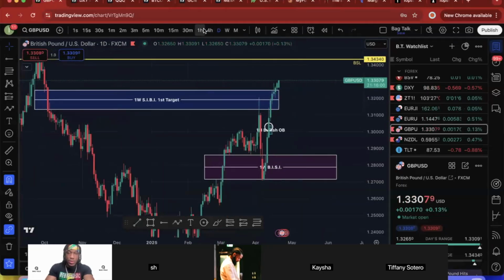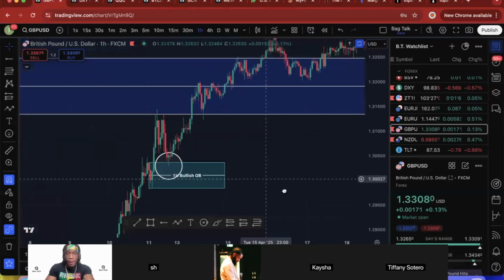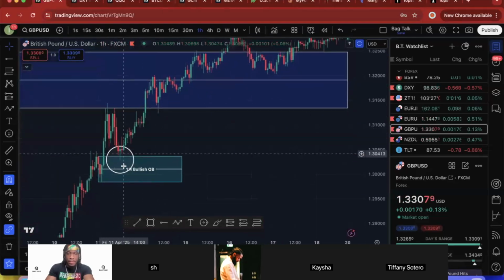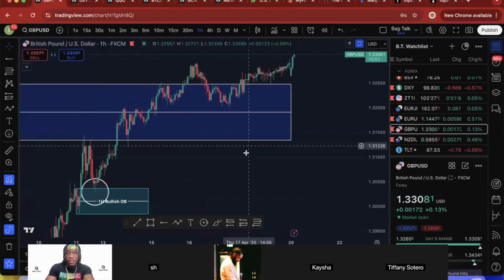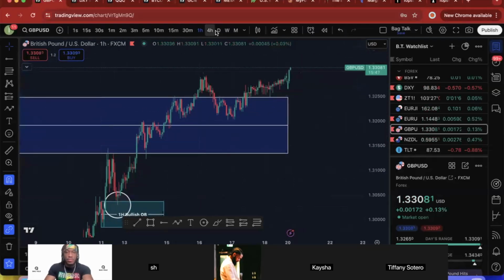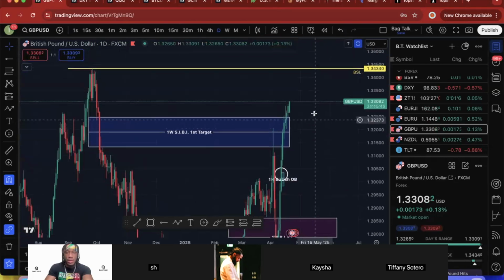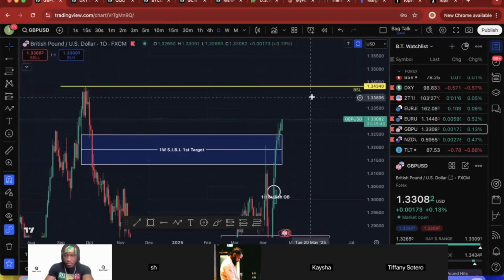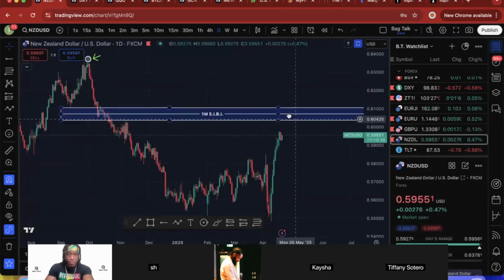Beautiful. Last week, I gave you guys a bullish order block play, and you can see that it played all the way out. It's a very nice bullish order block on the hourly, and it played all the way out, and it continues to play to this exact second. That's smooth. That played out from last week. And I'm just looking at these highs still, that 1.3434. I'm looking at those highs still on British pound.